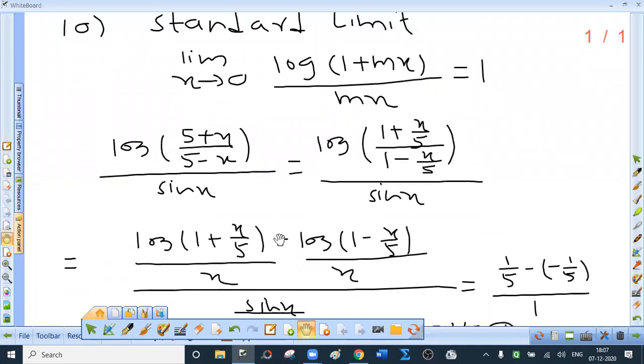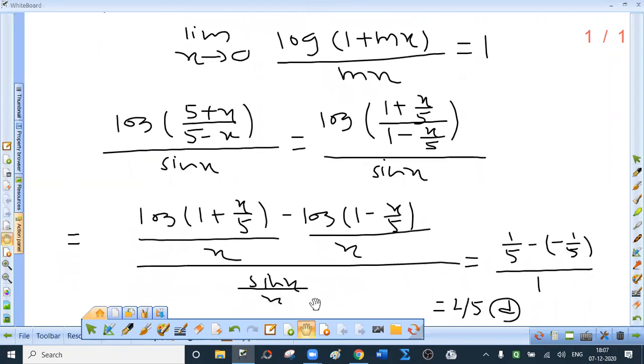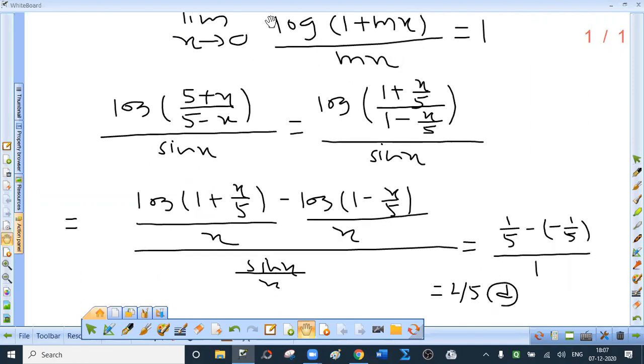In the same step, I have divided each term by x. Now this is to be compared with log of (1 plus mx) upon x. What is the coefficient of x? 1 by 5. So answer is 1 by 5. Here minus 1 by 5. Denominator standard limit, its value is 1. So 2 upon 5 is the correct answer, which is given in option D.